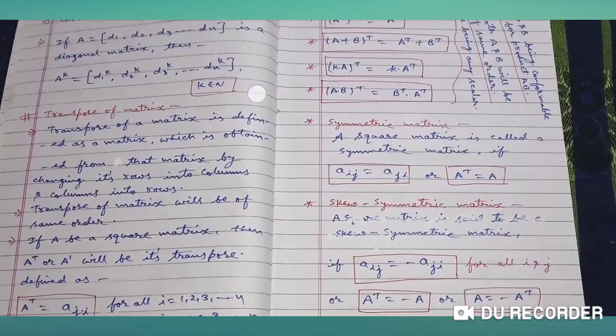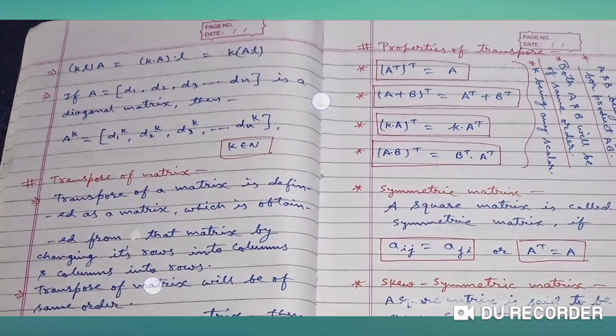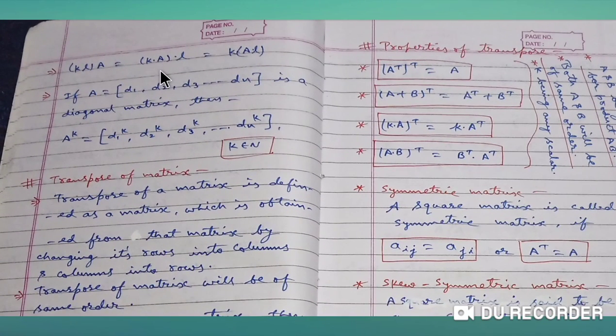This is the next page, and this says something about some properties of scalar multiplication. K and L are scalars and A is the given matrix, so we can write this in this way. Now, this rectangular array is used for denoting the matrix, and d1, d2, d3, dn are the elements of a matrix.